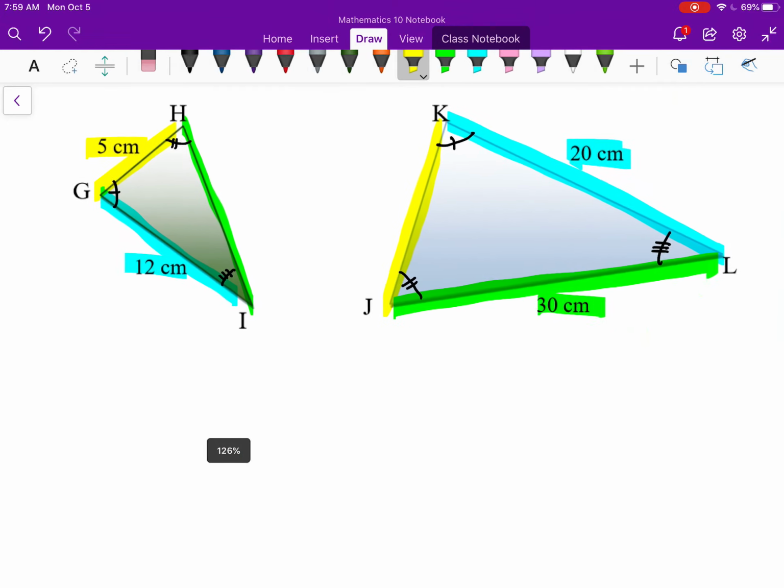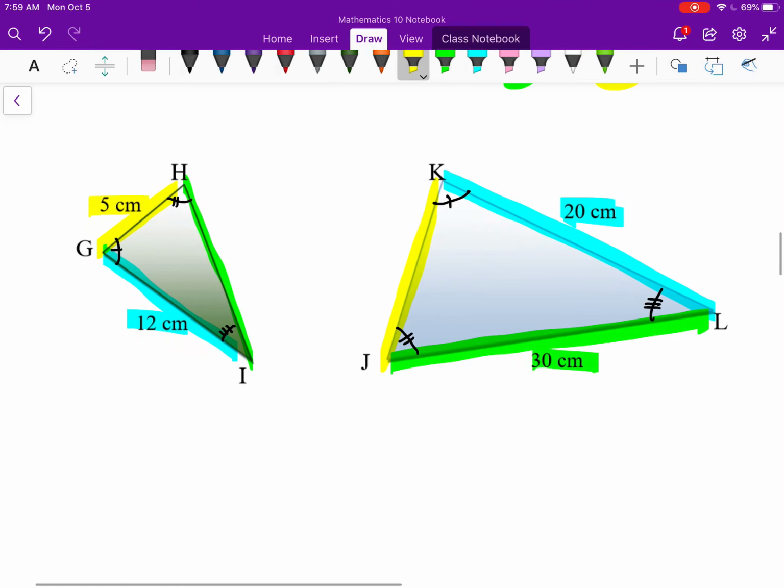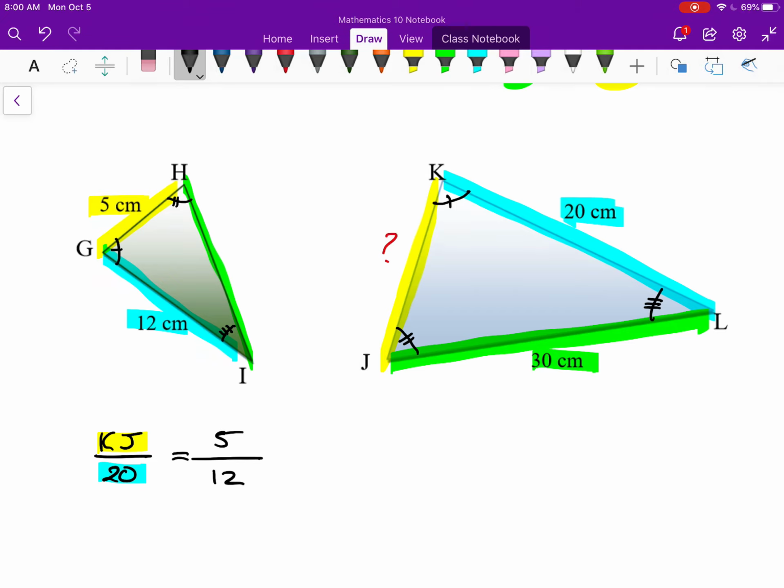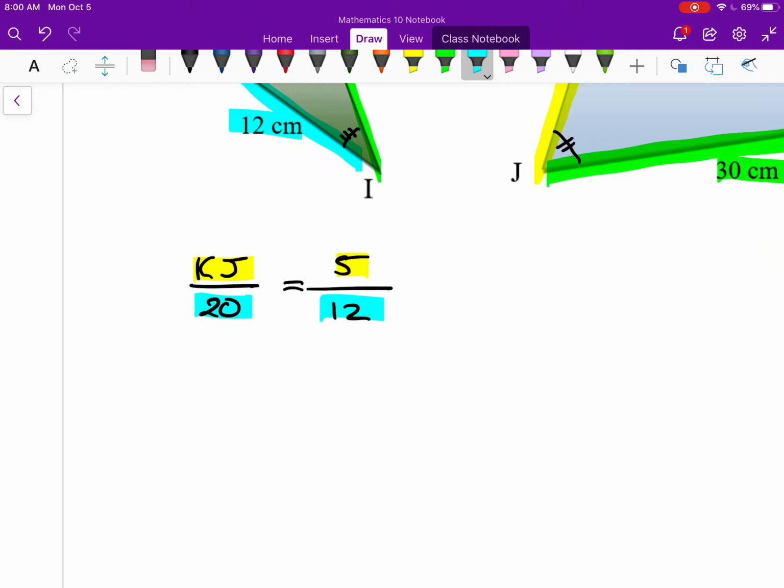So if I look here, how can I find the length of KJ? Well, for example, I want to figure out that side there. I need to make a ratio using that side. So I'm going to say KJ over 20. So the unknown side divided by 20 on the triangle on the right. Whatever we know, that ratio must equal the corresponding sides in the smaller triangle. In the smaller triangle, the side that corresponds with KJ is 5. If I've highlighted everything, it gets a lot more obvious. The side that corresponds with 20 is 12.